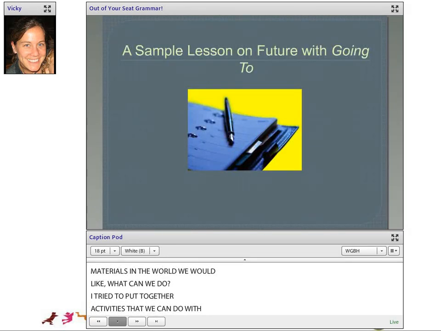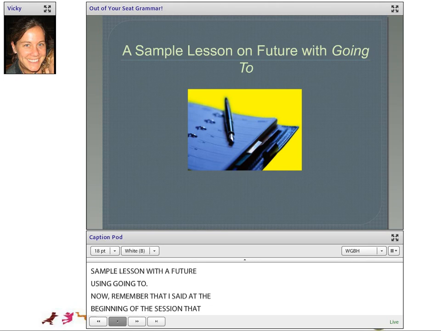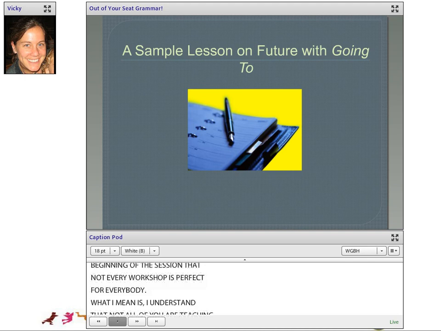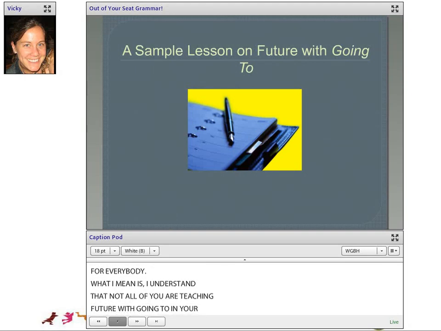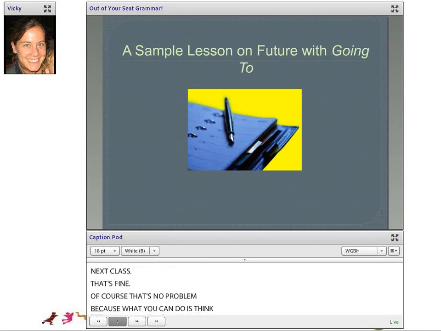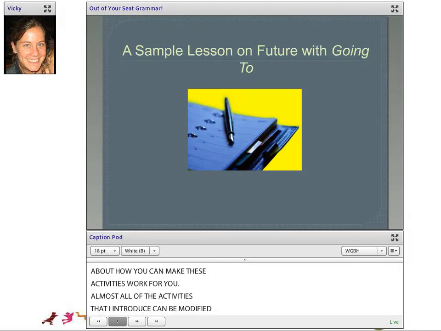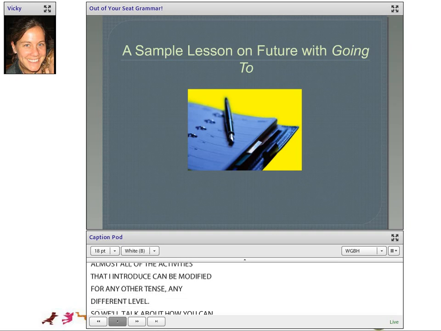Today we're going to be doing a sample lesson with the future using going to. Now remember that I said at the beginning of the session that not every workshop is perfect for everybody. What I mean is I understand that not all of you are teaching future with going to in your next class, and that's fine. Of course that's no problem, because what you can do is think about how you can make these activities work for you. Almost all of the activities that I introduce can be modified for any other tense, any different level, and so we'll talk about how you can do that, but keep that in mind as we go through the lesson.